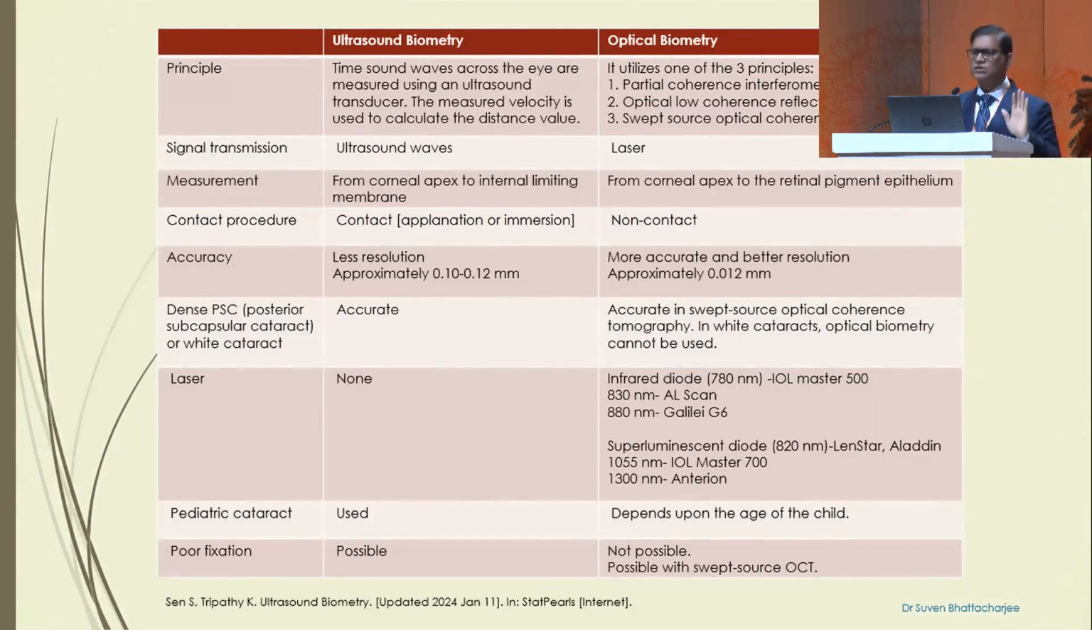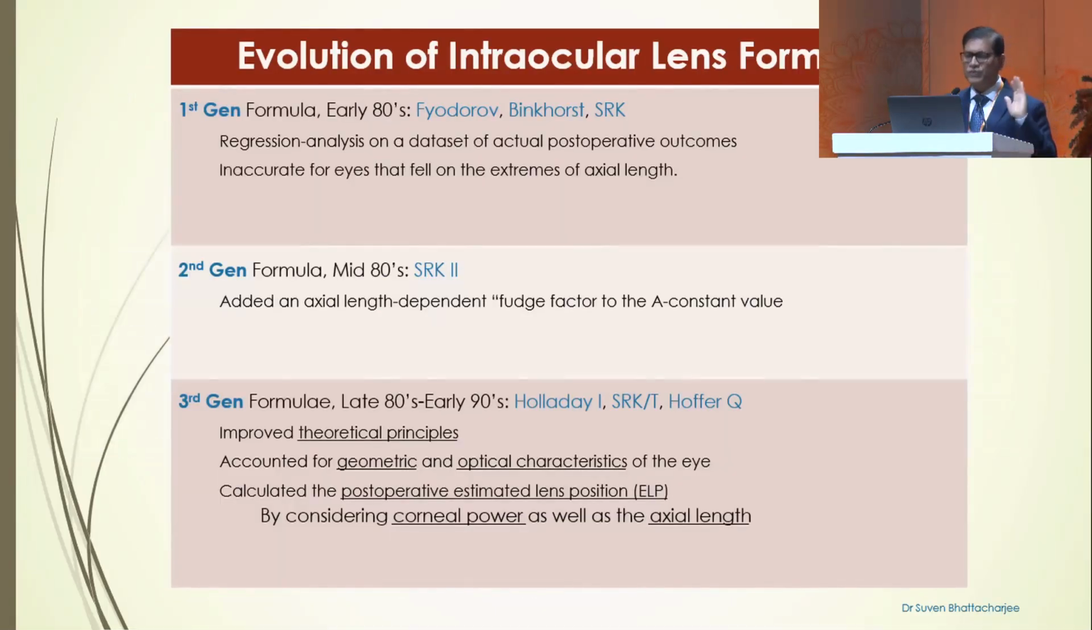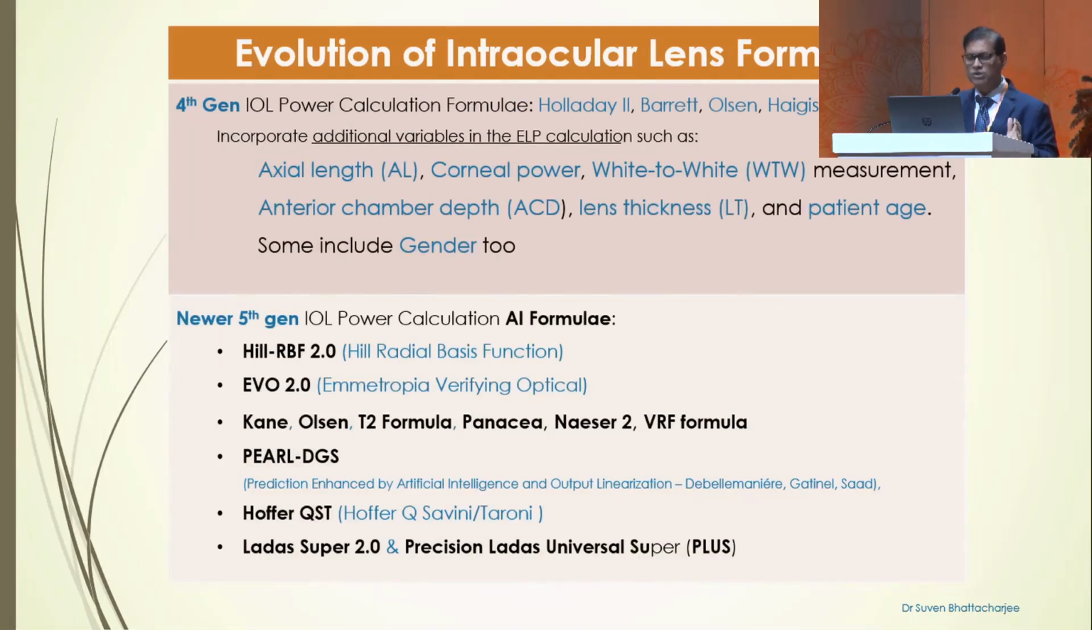Now, the biggest difference between ultrasonic biometry and optical biometry is in terms of accuracy, where there is a lesser resolution in ultrasonic, and in optical the measurements are accurate to about 0.012 millimeters. Why is this a problem for us? Because if you look at the combinations that are available, there are 9 types of eyes, if you consider the anterior segment size and the axial length. Unfortunately, less than 75% fall within the normal range of axial length and normal anterior segment. This is something we've been through repeatedly through the morning, so I'll skip this part.